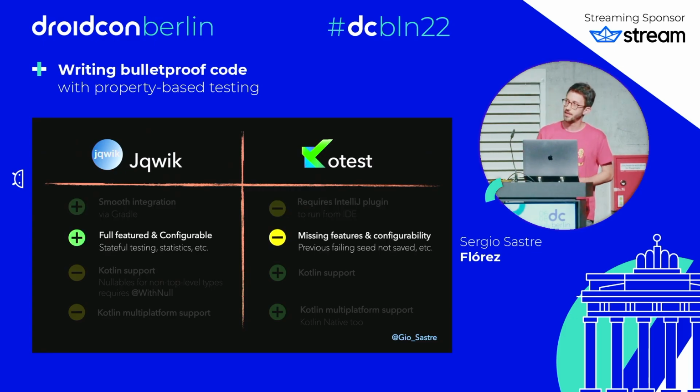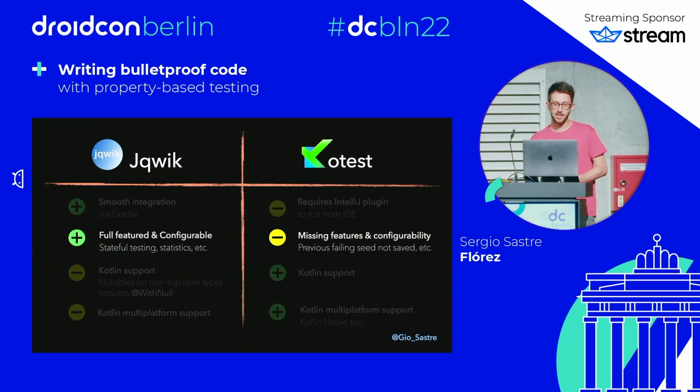Then another thing that I really like about jqwik is that it is full featured. Everything you can imagine that is possible with property tests can be done by jqwik. And if it's not possible yet, it will be very soon. And Kotest is always behind jqwik. They are copying the features from jqwik into Kotest.